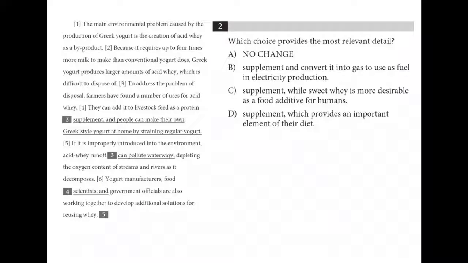Number 2. Which choice provides the most relevant detail? Starting with sentence 4. They can add it to livestock feed as a protein. And B. Supplement and convert it into gas to use as fuel in electricity production. This offers a second action that farmers can undertake to address the problem of acid waste disposal, thus supporting the claim made in the previous sentence.